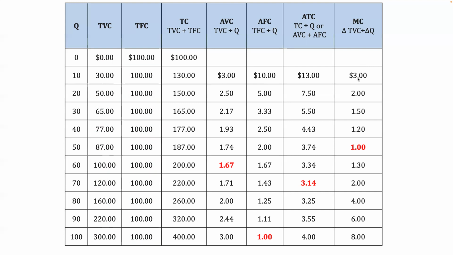You can see here that our change in our total variable cost is just going to be that per unit change. It was 0 before, now it's 3. So that's going to be a $3 change. The change in quantity, it was 0 before, it's 10. So that's going to be a change of 10. And whenever we do that math, that's why we end up with that $3.